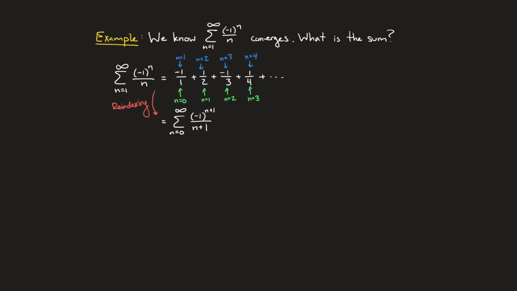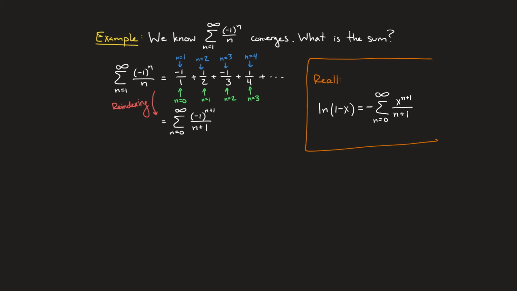Now, notice that this series looks very similar to a series we saw earlier. Recall, we found that the power series representation of natural log of 1 minus x is minus the sum from n equals 0 to infinity of x to the n plus 1 over n plus 1. The power series we got is exactly the power series showing up in this formula, just with a minus 1 plugged in for x. Therefore, this sum is equal to negative natural log of 1 minus negative 1, which is equal to negative natural log of 2. And so we've computed the actual sum.